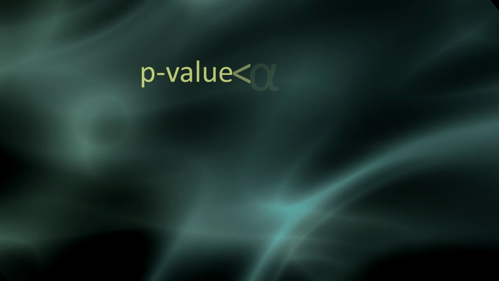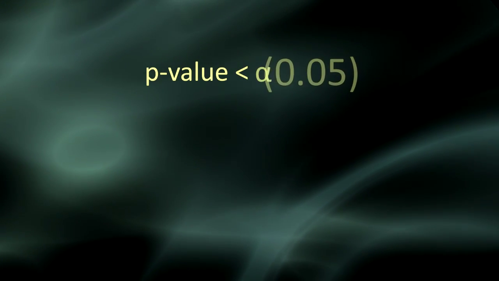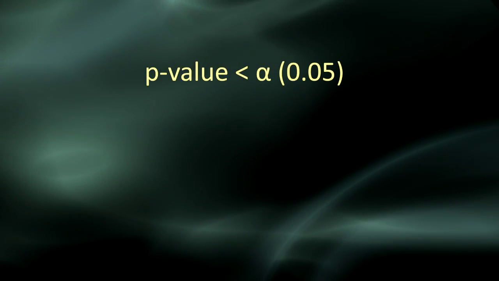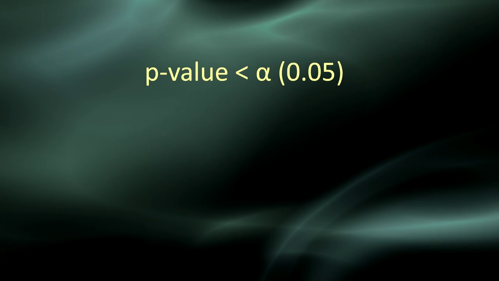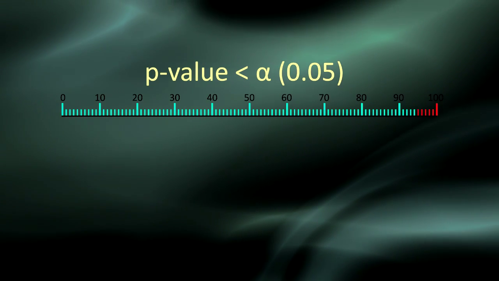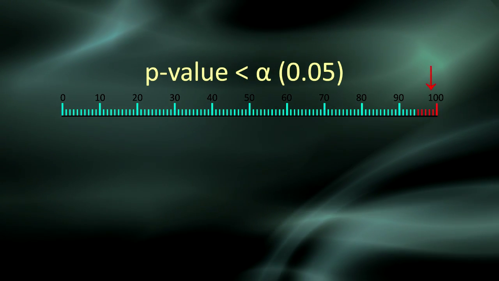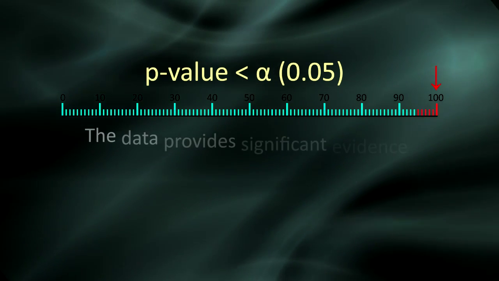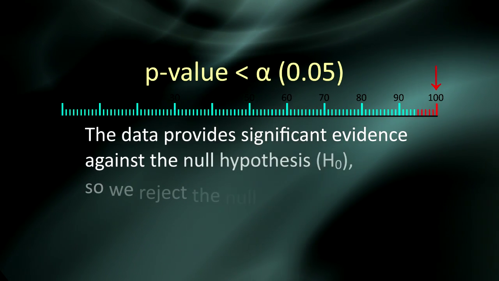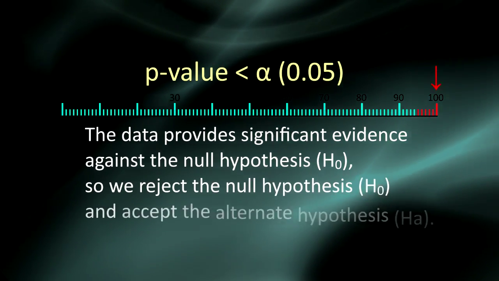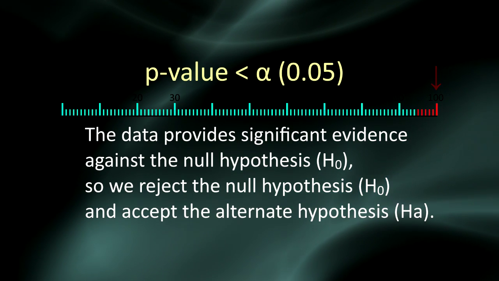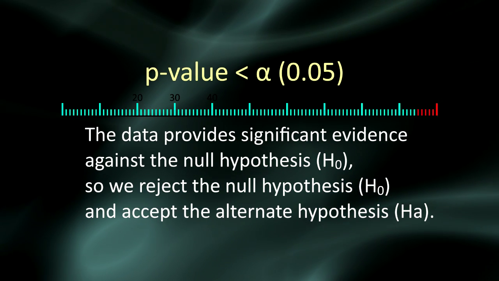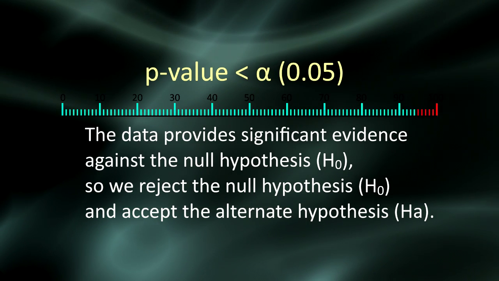If the p-value is less than alpha, which is usually 0.05, then the data we got is considered to be rare or surprising enough when the null hypothesis, H subscript 0, is true, and we say that the data provide significant evidence against the null hypothesis. So we reject the null hypothesis and accept the alternate hypothesis, H subscript A.